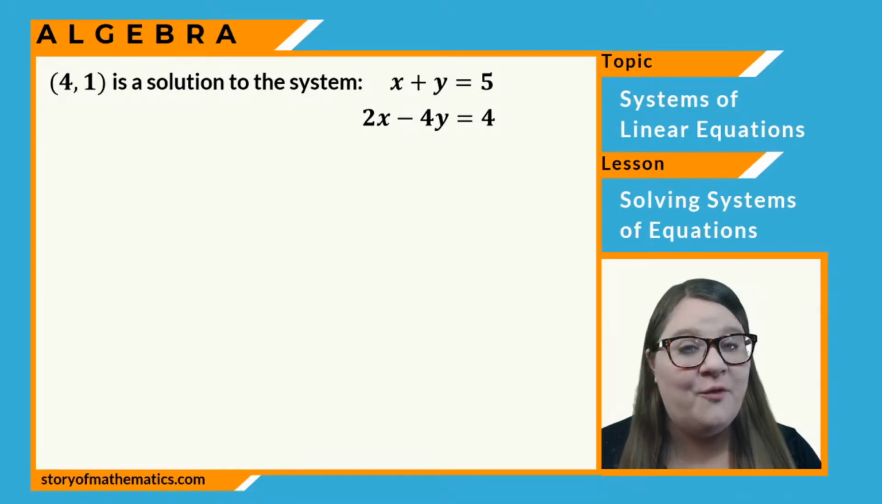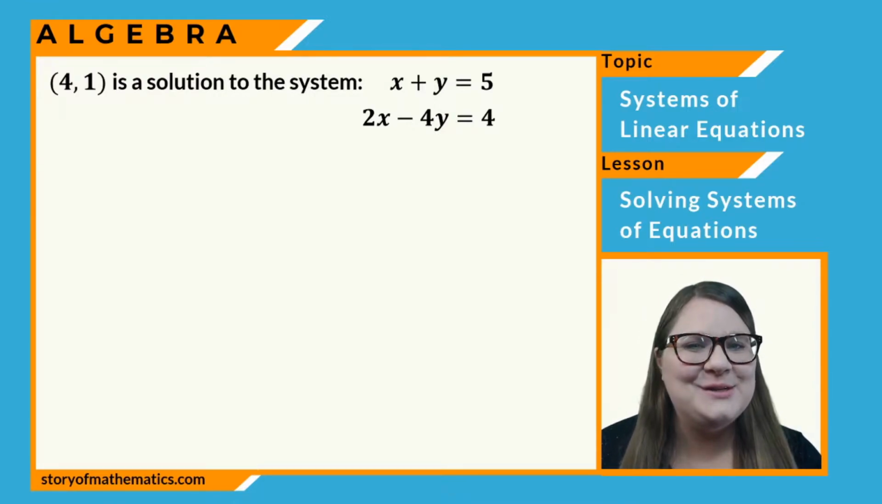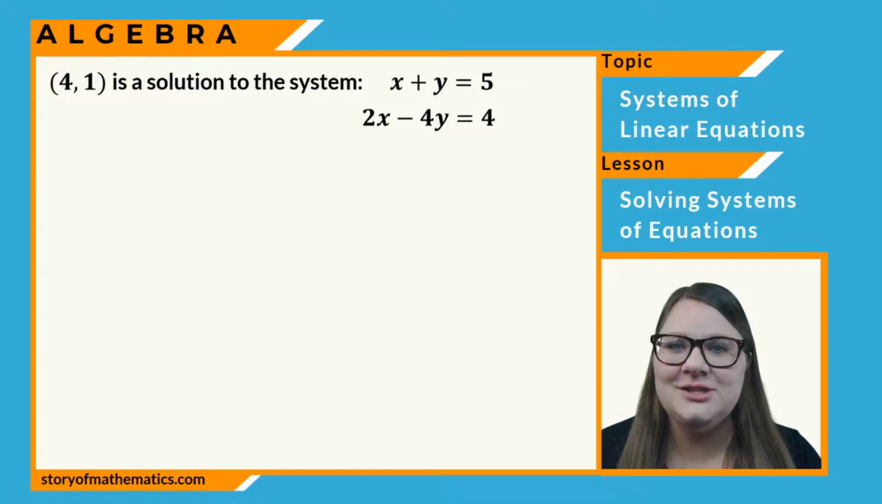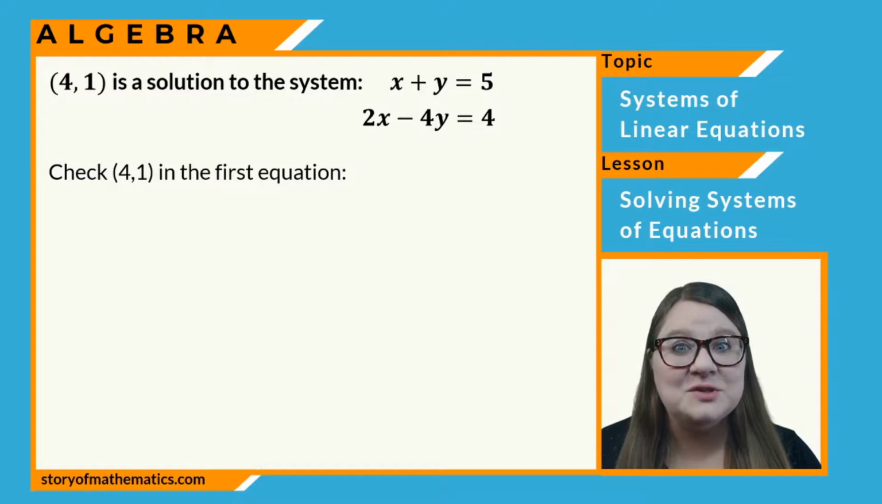I'm going to go ahead and tell you that (4, 1) is a solution to the system x + y = 5 and 2x - 4y = 4. And I'm going to show you why. What I'm going to do is check the solution in both equations. So I'm going to start by checking it in that first equation.